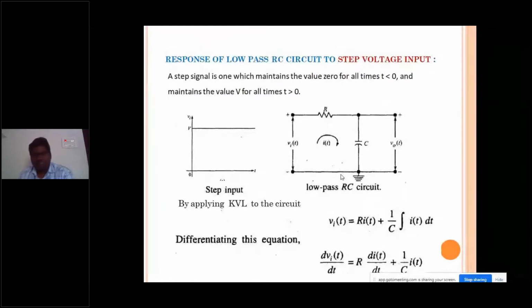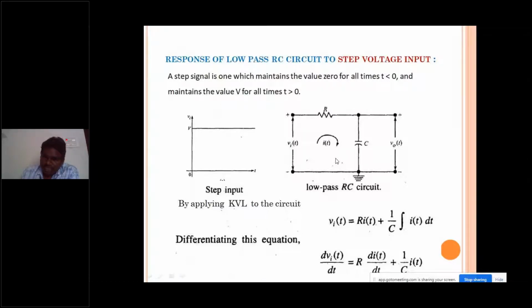Now let us move our discussion to non-sinusoidal signals. Now I am applying non-sinusoidal signals as inputs to the low pass circuit. As the first topic, let us apply a step input signal, step voltage. So this is the step signal, and I'm applying this step signal as an input to this low pass circuit.